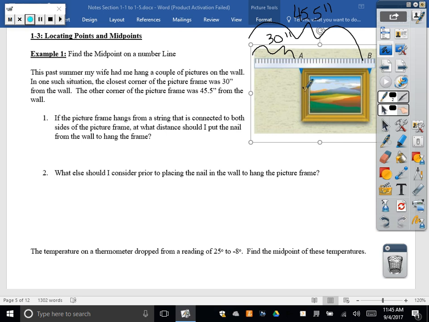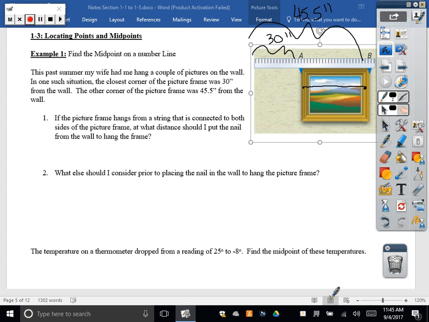Okay, so here's what my wife did. About right here, she attached a piece of metal string. Over here, she attached another. And then from there, she just ran that metal string from the one point to the other point. Okay, so the question is, where do I put the nail? Well, I hope that you're thinking it's got to be in the middle point between A and B.